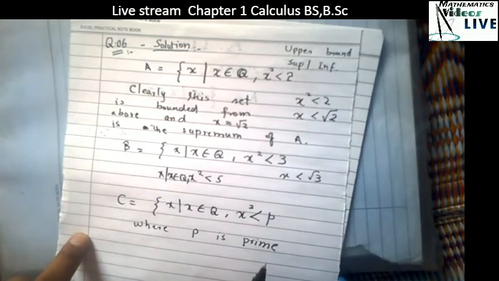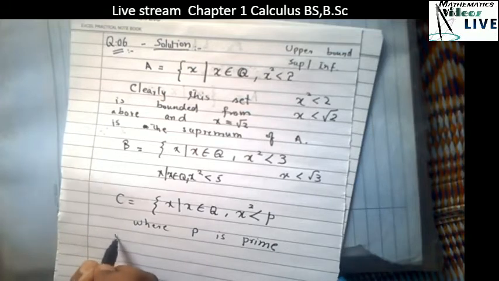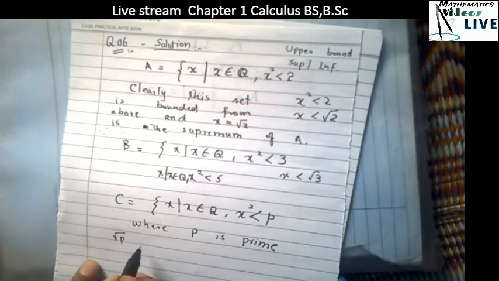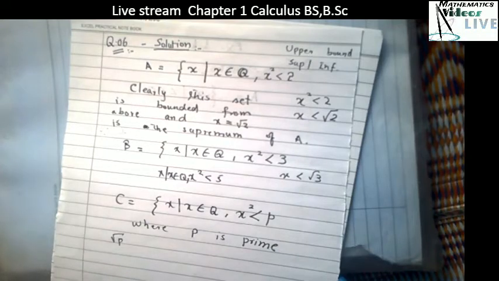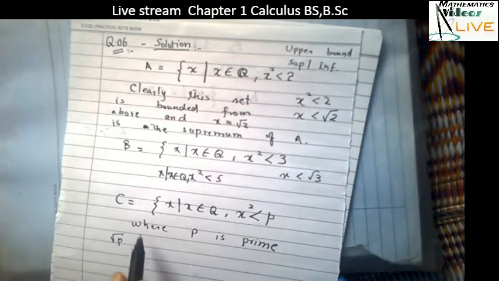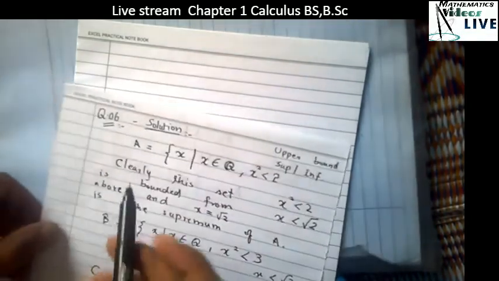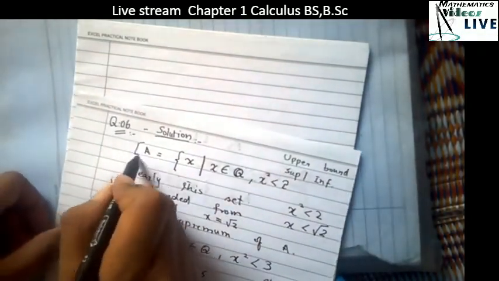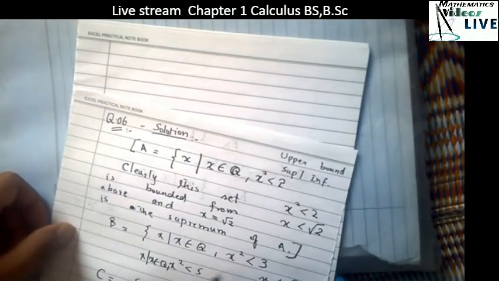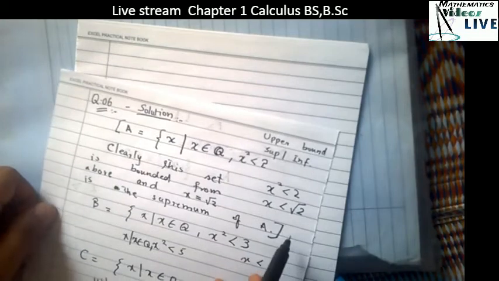Similarly, generally speaking, we can take a set C in the set of rational numbers such that their squares are less than p, where p is a prime number. Then square root p is the supremum of this set, and this is not a rational number, because any prime number in the square root yields an irrational number. Therefore, that was what was required in this question.